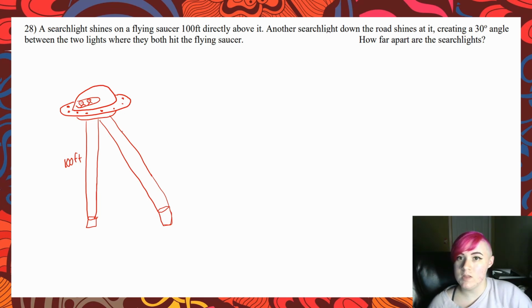The two searchlights create a 30-degree angle where they both hit the flying saucer. So we have a 30-degree angle here. How far apart are the searchlights? We're looking for this one. Again, this is a right angle since it is directly straight upward. We're looking for this side.